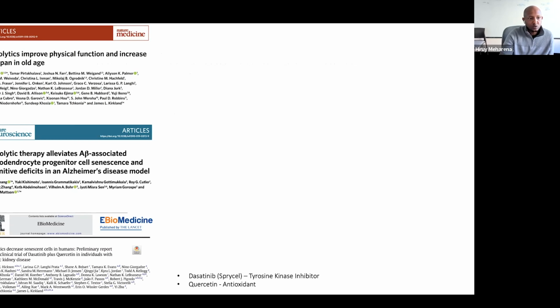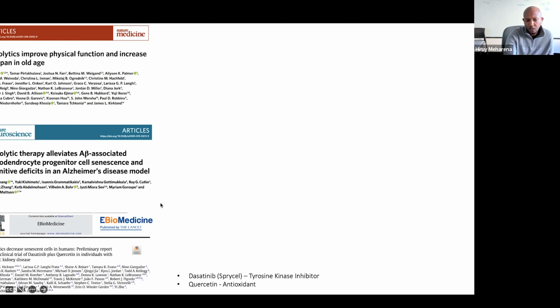A lot of this work was driven by James Kirkland at the Mayo Clinic, and they were able to identify a combination of a kinase inhibitor and an antioxidant, which is dasatinib and quercetin. If you use these two drugs in combination, they've shown that you can eliminate and also alter senescent cells. And they've done some clinical trials in individuals with diabetic kidney disease, and currently they have clinical studies in both Alzheimer's disease and Parkinson's disease, which we're hoping to see the results of soon.